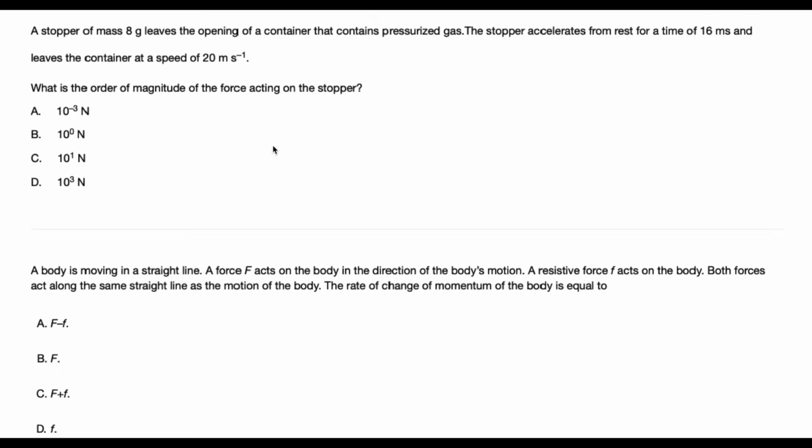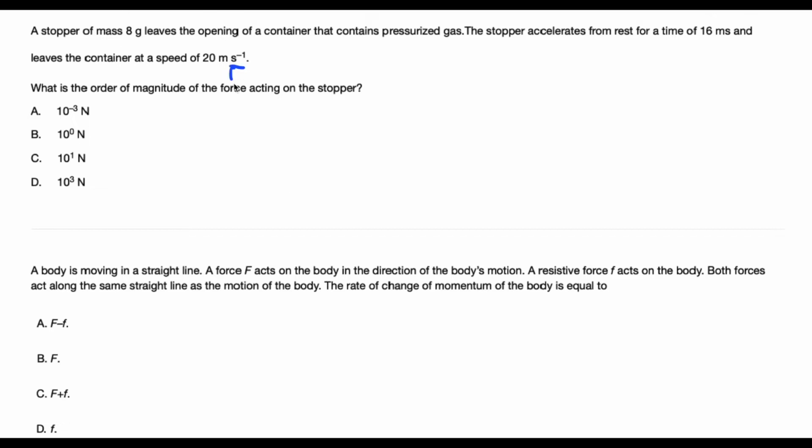A stopper of mass 8 g leaves the opening of a container that contains pressurized gas. The stopper accelerates from rest for a time of 16 milliseconds and leaves the container at a speed of 20 meters per second. What is the order of magnitude of the force acting on the stopper?